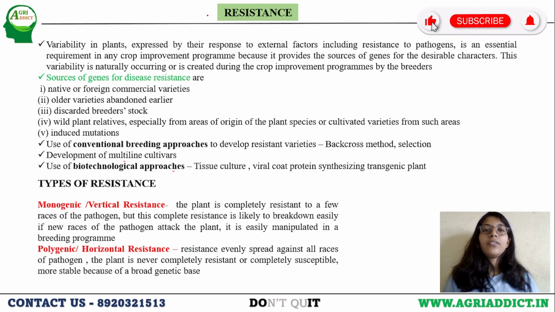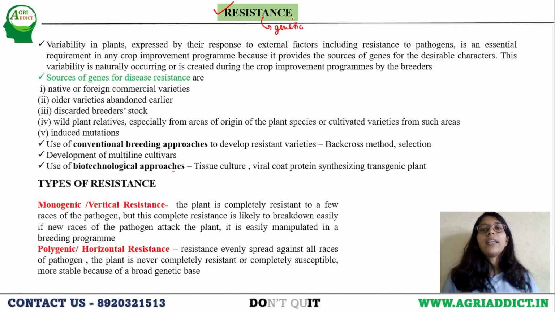The next principle that is used for managing a plant disease is resistance. So what is resistance? It is the genetic characteristics of the plant. It is the ability of the plant to withstand the attack by the pathogen. The variability in plants expressed by the response to external factors, including the resistance to the pathogen, is an essential requirement in any crop improvement program because it provides the sources of genes for the desirable characteristics. So here the desirable characteristic is resistance to any particular disease.